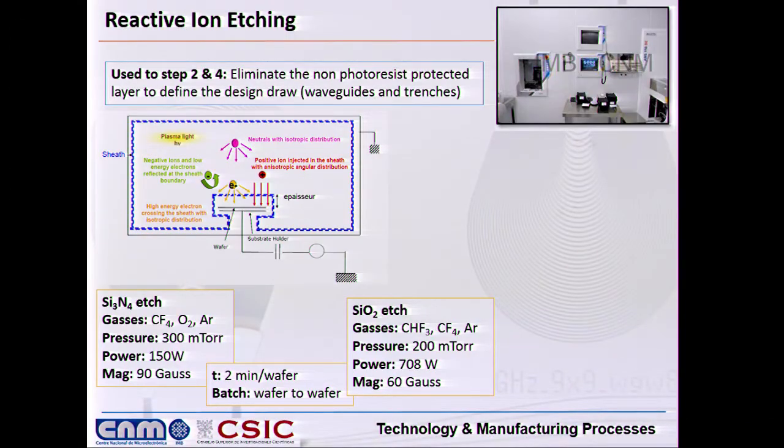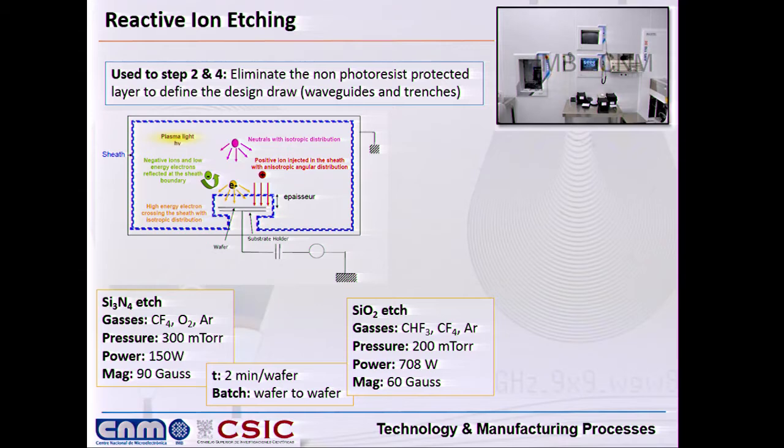So I'm going to explain a little bit about the process to remove the excess layer once it has been deposited and photolithographed. We have three different techniques. One of them is reactive ion etching. It is used to eliminate the non-photoresist-protected material and to design the waveguides and the trenches.